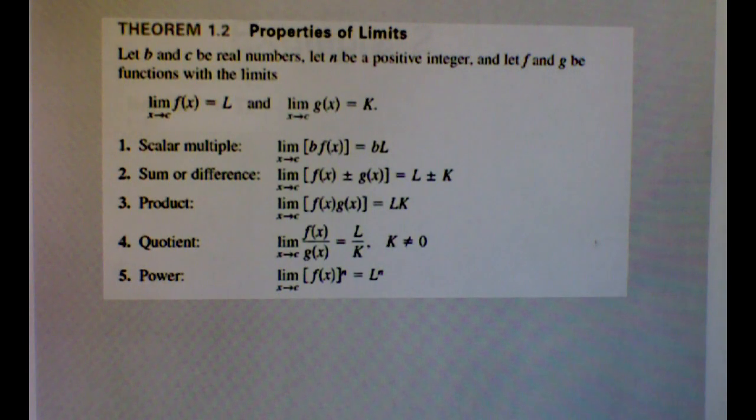The sum or difference, I can add or subtract those limits together. The product, I can multiply my limits together. Quotient, I can divide my limits as long as the denominator is not 0. And the power rule, if I know the limit as x approaches c of f of x, then if f of x is raised to a power, I just take the limit to the power.